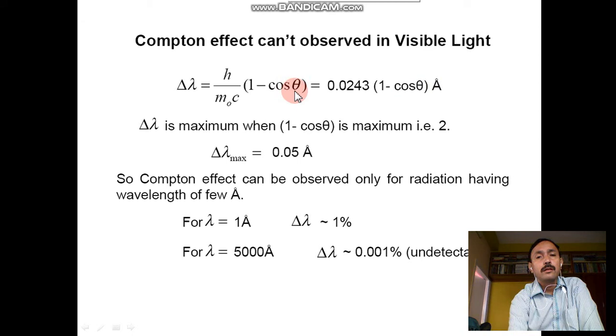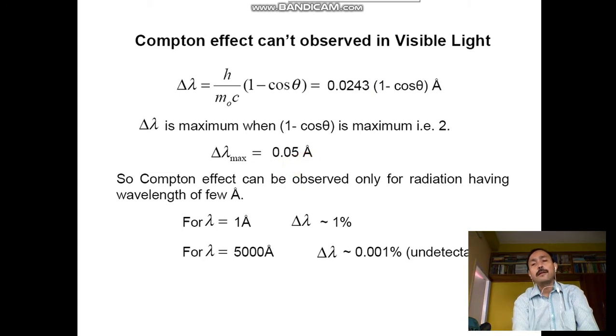When theta is equal to 180 degree, then cos theta is equal to minus 1. So 1 minus cos theta becomes 1 minus minus 1, that means this term becomes 2. So 2 into 0.0243. Delta lambda will be maximum when 1 minus cos theta is maximum, that is 2. That is delta lambda max is equal to 0.0486, approximately 0.05 angstrom.